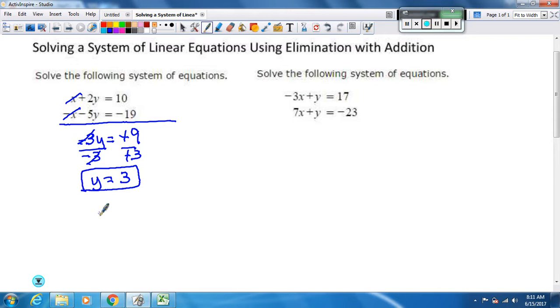Now you go back into one of the original equations. I usually take the one that looks like it might be smaller numbers. So I'm going to take the top equation, write it down, x plus 2y equals 10, except y now has a value. Y has a value of 3. So I can plug it in like this. X plus 2 times 3 equals 10. So 2 times 3 is 6. X plus 6 equals 10.